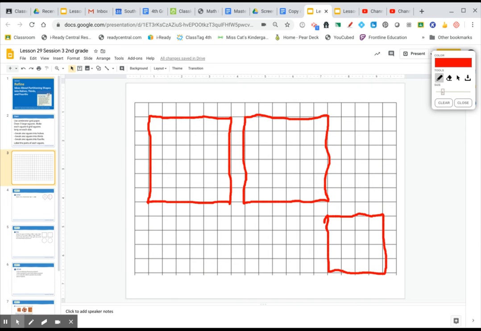One was to divide one of the squares into halves, one into thirds, and one into fourths. So by now you should be able to do that pretty well. I'm going to wait for you to do that.